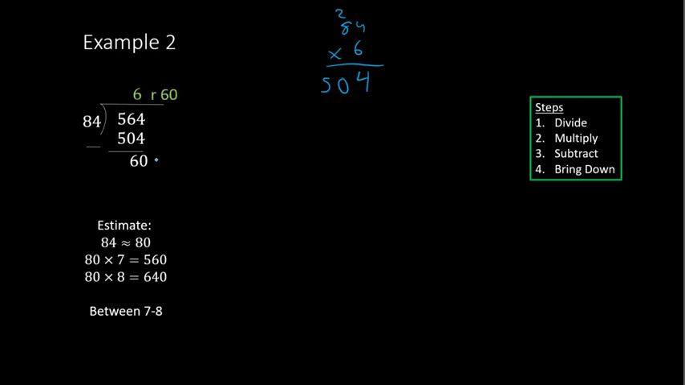And we know we had the correct number because this remainder is smaller than the divisor. If it's equal to or bigger than the divisor, that means we need to increase the number. But this is correct. We have 6 with the remainder of 60. And if we wanted to, we could verify this by double checking our work.